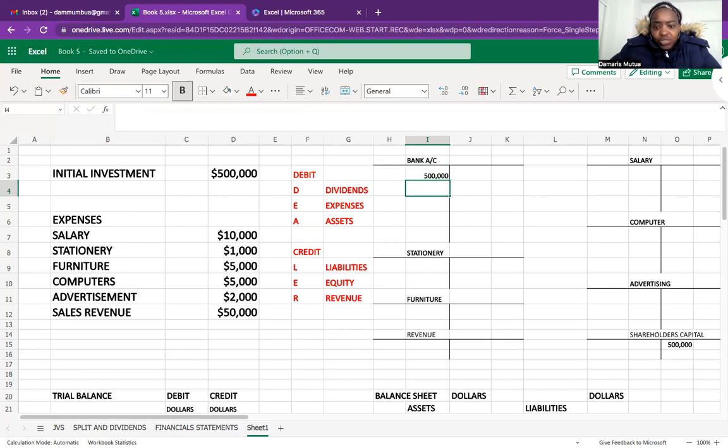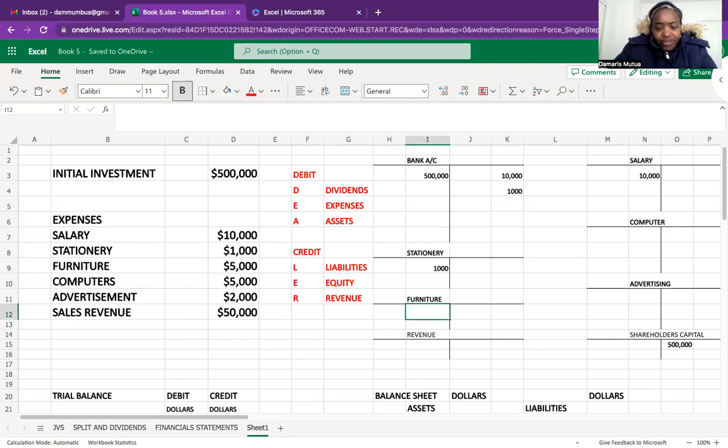The next transaction is we're paying salaries. We need to pay the people who are working for the organization their salaries. Salary is an expense, so we debit 10,000. And this money is coming from the bank, so our bank is going to go down by 10,000 when we pay salaries. We bought stationery for the month, so $1,000, and this is coming from the bank, $1,000.